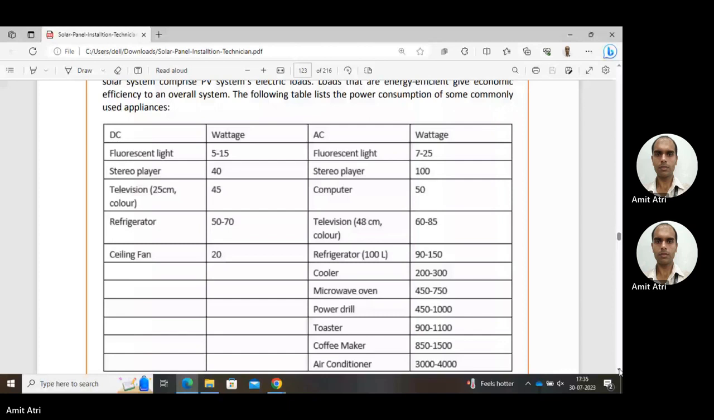This one is a 100 watt, 100 liter refrigerator. If it is a larger capacity, then the wattage will be more. That is specified by the manufacturer of the refrigerator. Then cooler, microwave, power drill, toaster, coffee maker, air conditioner. An AC is consuming more than 3,000 to 4,000 watt.